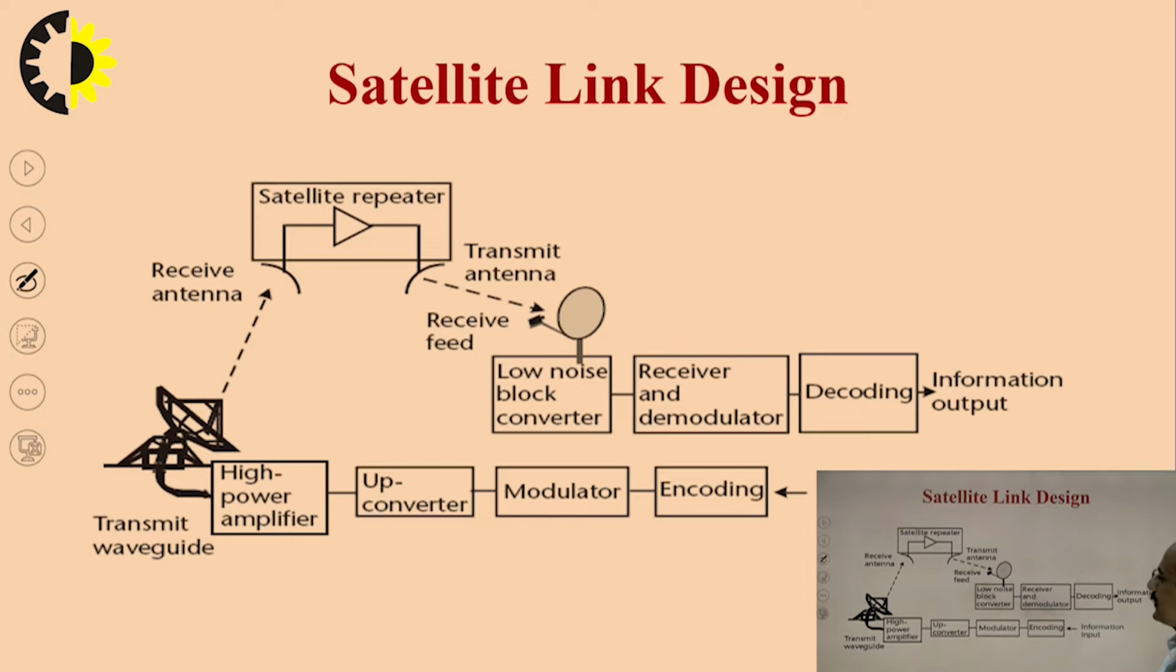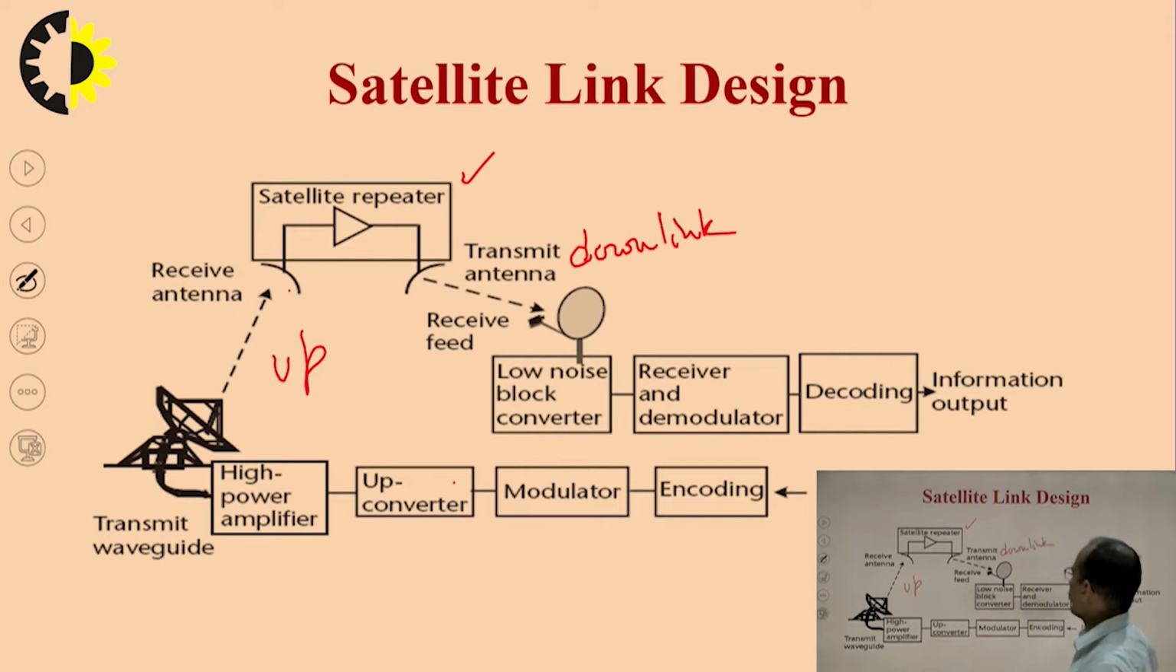Here you can see that this is the earth station part, this is the satellite part. In the satellite we have a repeater circuit with a receiving and a transmitting antenna. The receiving antenna is connected to the earth station with the uplink frequency, whereas the transmitting antenna of the satellite is connected with the receiving feed of the earth station with the downlink frequency.